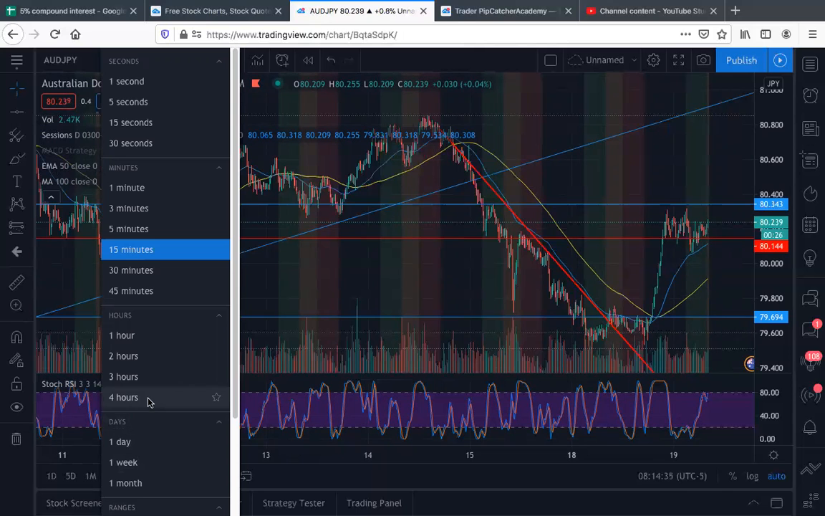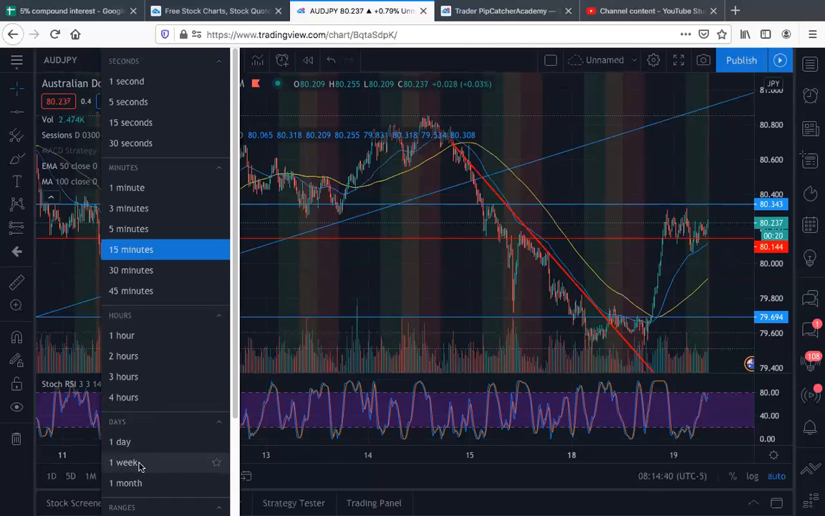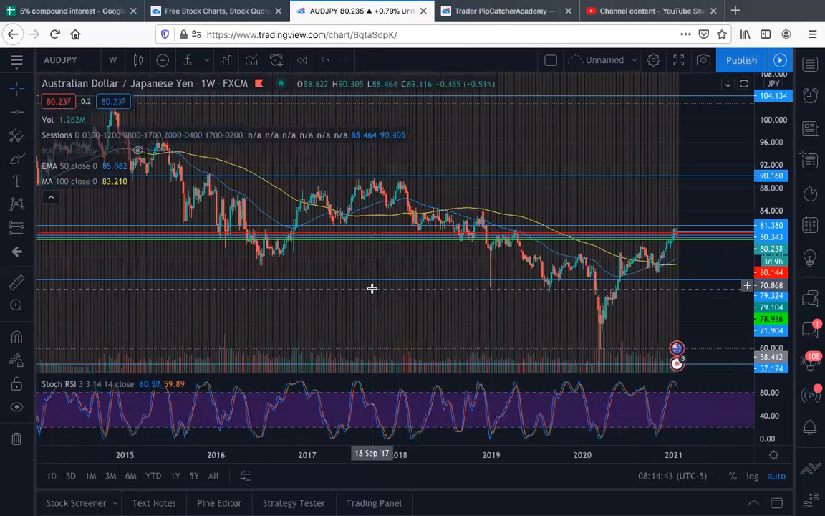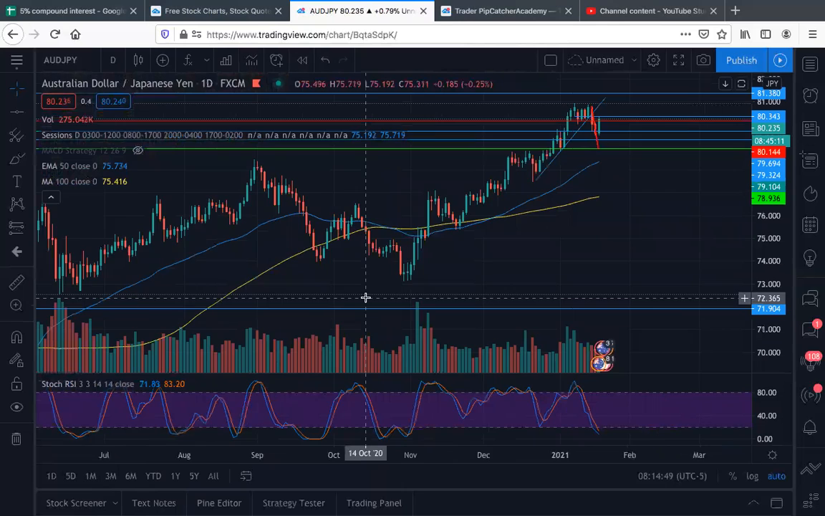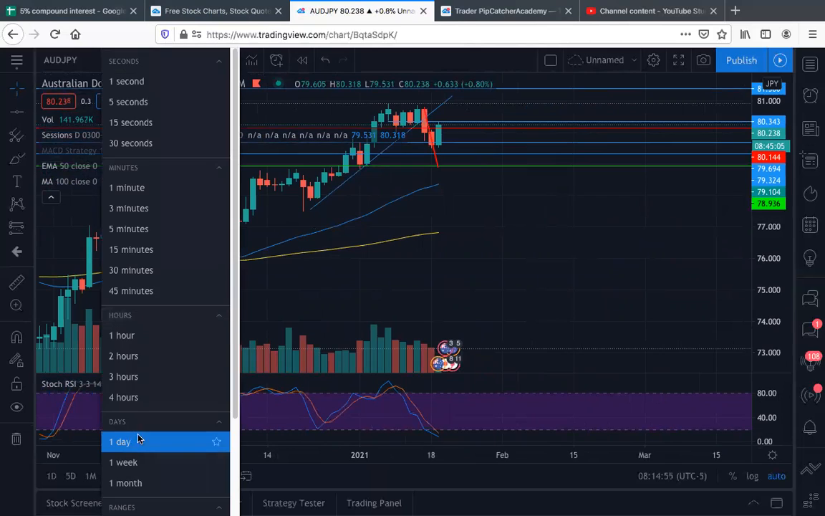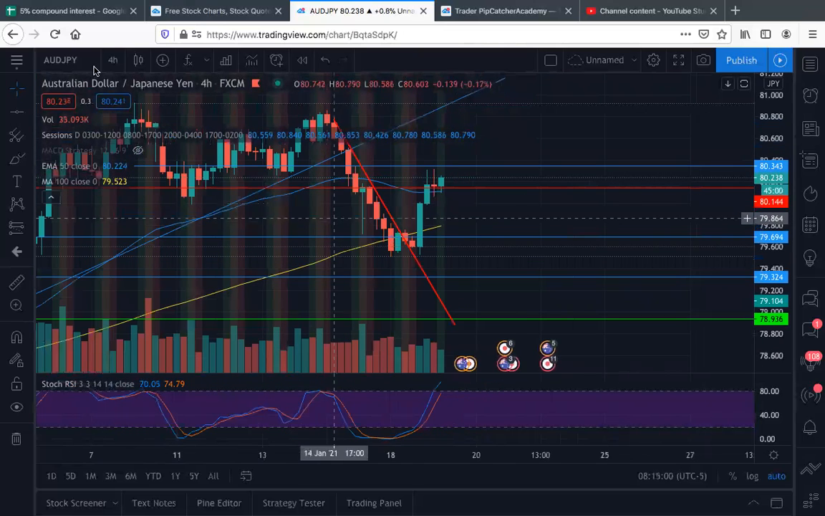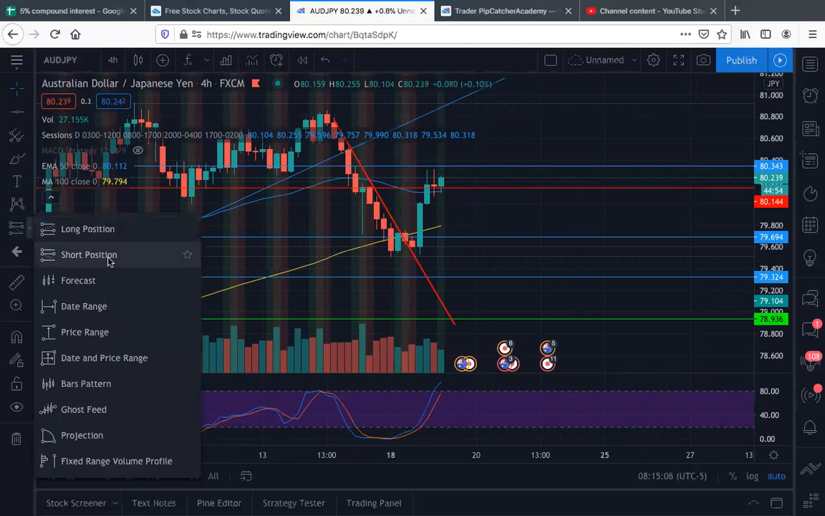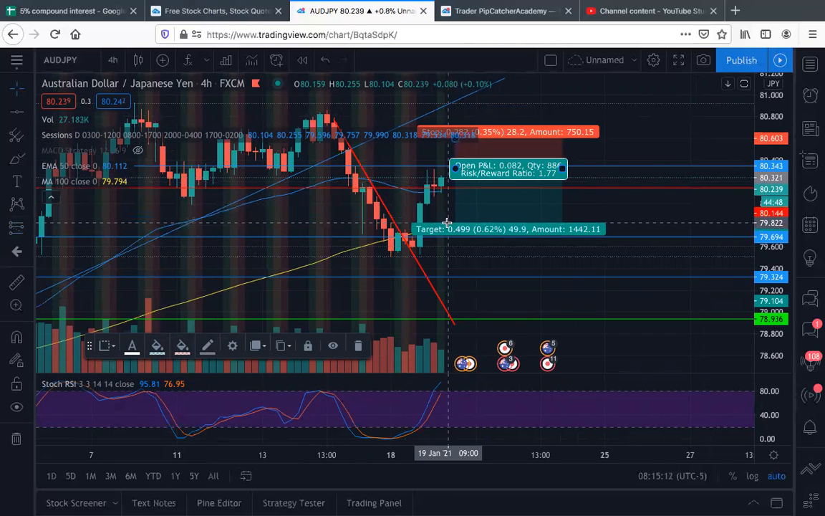Let's see. Which one is this? 15 again. Weekly, shut it down. Weekly, daily, so oversold. Okay. 4 hour. All right. So again, y'all, I want to see what happens at this level. Short. This is just the idea. It's about 50 pips.